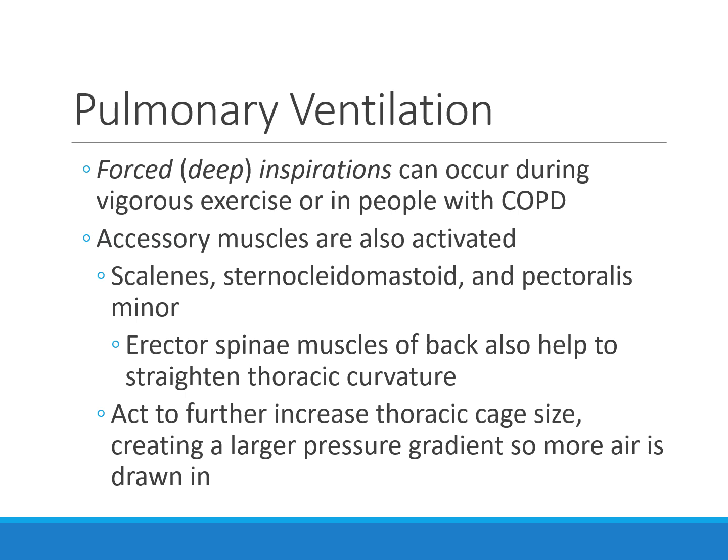Forced deep inspirations can occur during vigorous exercise or with people who have COPD. In this case, you have the accessory muscles that become involved, including the scalenes. We had three different scalenes, the anterior, the middle, and the posterior, that we looked at in Bio 210. The sternocleidomastoid and the pectoralis minor are all muscles that help to elevate and pull in more air. The erector spinae muscles, which we didn't talk about, straighten out the curve in the thoracic area. All of these things together increase the thoracic cage size, which creates a larger pressure gradient, so more air is drawn in.